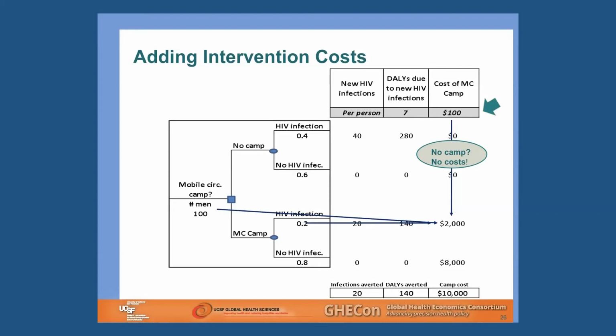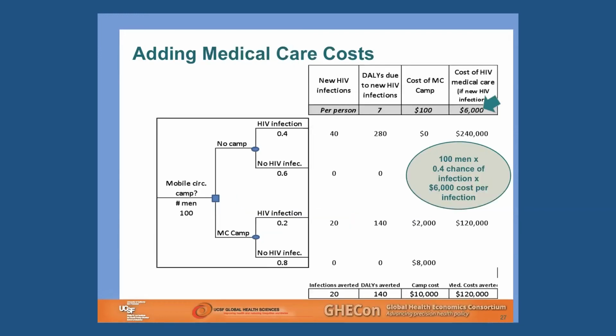Right, so this is the same thing I showed you before, calculating expected value. So now we're adding medical care costs. The $6,000 that you see in the upper right is the lifetime discounted cost of antiretroviral treatment for men who become infected. And it's the same kind of multiplication, the $240,000: 100 men times the 40% chance of becoming infected times the $6,000 per infection.